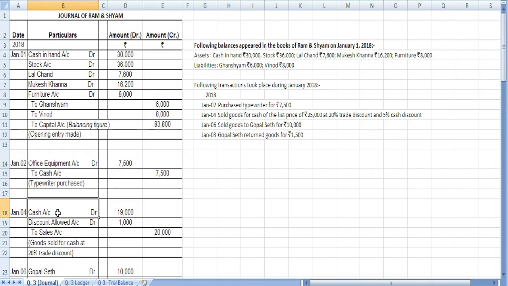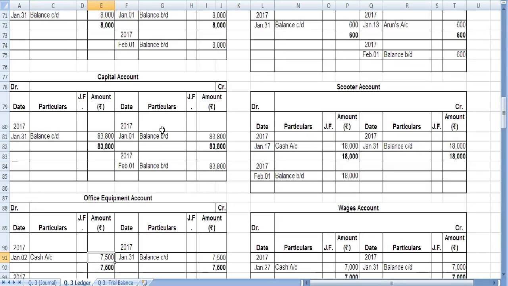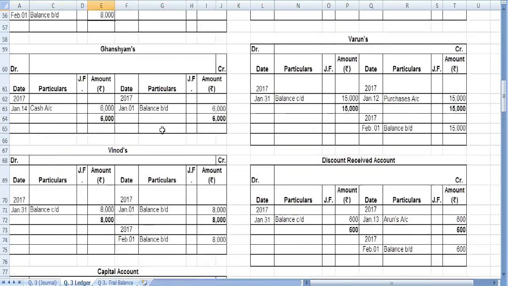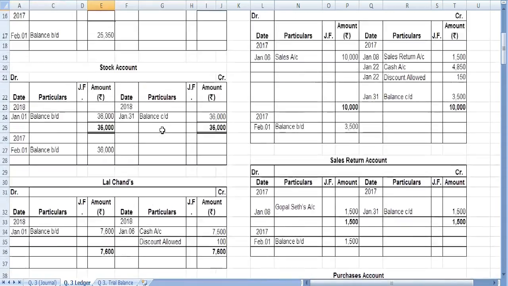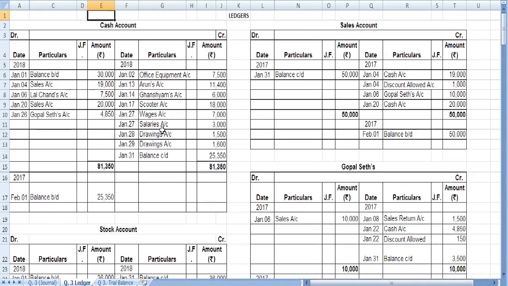Next journal we have cash account debit, discount allowed debit to sales account. So we'll read it this way, cash account debit to sales. We'll leave the discount one for now. We'll go to the ledger and first to the cash account, where we said cash account debit to sales. Now we'll go to the sales account, and the top one will become by. So by cash account debit to sales 19,000, and here also we have 19,000.